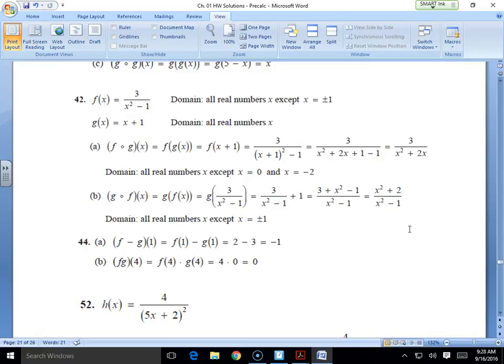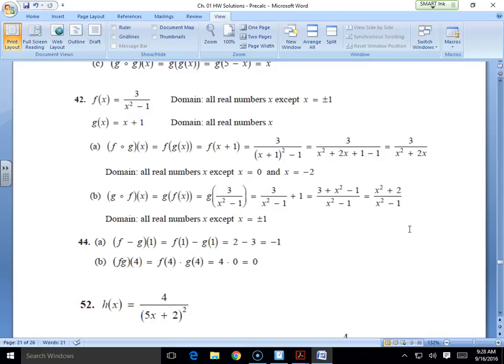Of. F of G of X. Plug it in, plug it in. Plug what in? Who G is. G is X plus 1. Plug it in. Simplify by foiling. Not allowed, not allowed, not allowed. Poor little puppy. And then simplify.